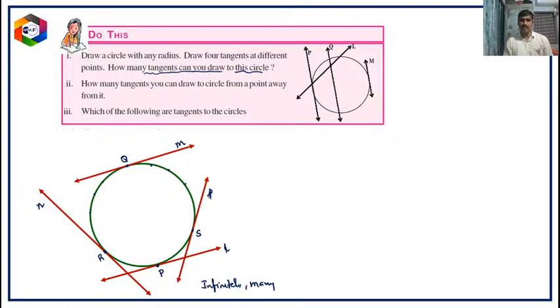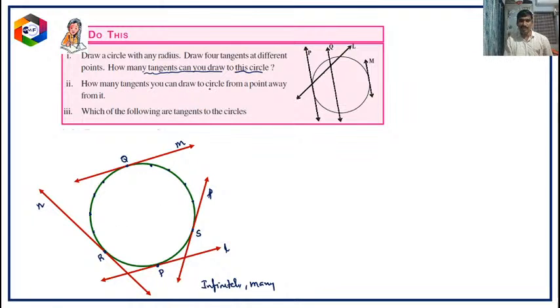How many tangents can you draw to a circle from a point away from it? That means there is a point which is away from the circle, not on the circle this time. Observe that. Previously, on the circle there are infinitely many points. At each and every point it is possible to draw a line. Therefore it will be considered as a tangent. Therefore on the circle at any point, how many tangents can we draw? Yes, infinitely many.